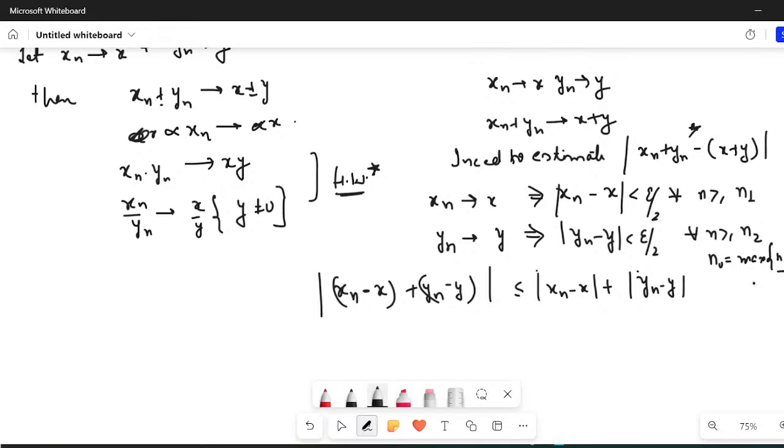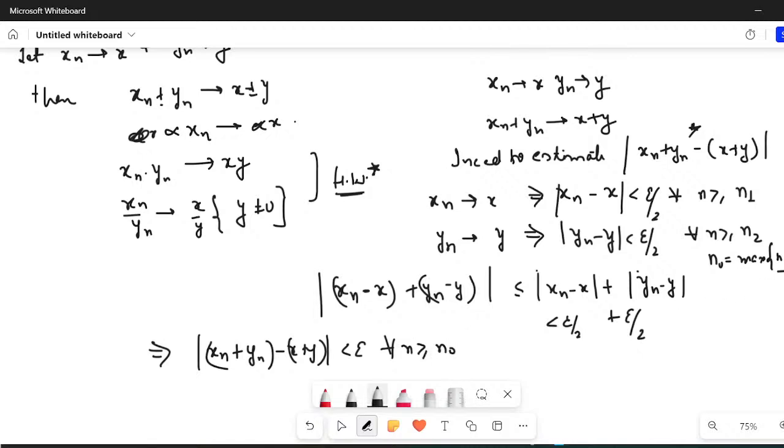If I select the maximum of n1 and n2 as n0, then this would be less than epsilon by 2 and this will also be less than epsilon by 2. It implies that modulus of xn plus yn minus (x plus y) can be made less than epsilon for all n greater than or equal to n0, where n0 is the maximum of n1 and n2. And what does it imply? It implies that limit of xn plus yn is simply equal to x plus y.